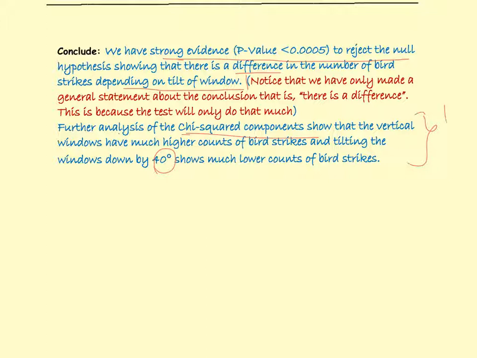The second part of our conclusion really comes from the analysis of the observed and expected values, and from the components of the chi-squared statistic. But the chi-squared test is really only telling us that there is a difference and not giving us any more specific details.